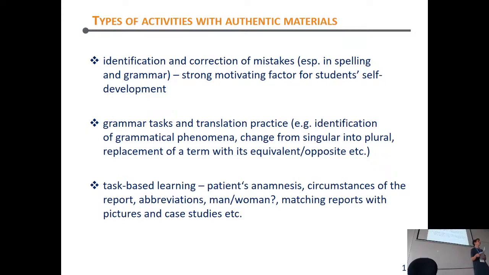So here on the slide you see some types of activities that can be used with students with medical reports. These are not only grammatical and translation exercises, but later on, when students are more familiar with the concepts, we can ask them to solve more context-based tasks, such as telling us something about the circumstances of the case, or answering questions like, is this report referring to a man or a woman? What is the situation? What is the patient's anamnesis?